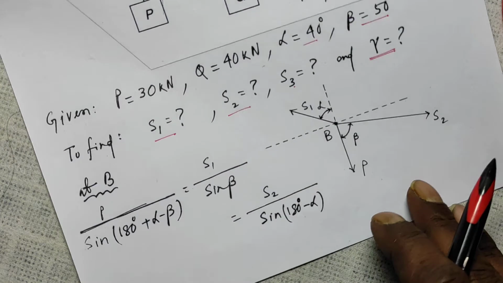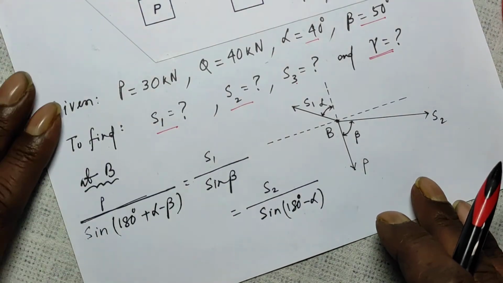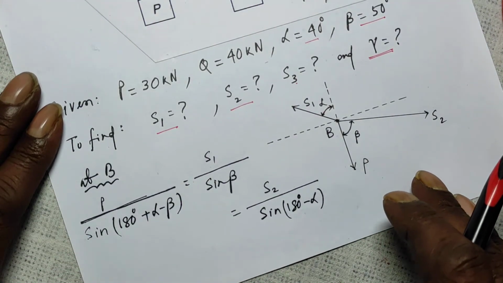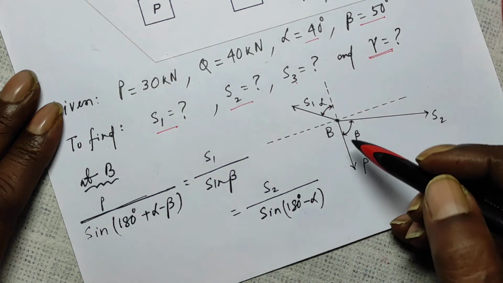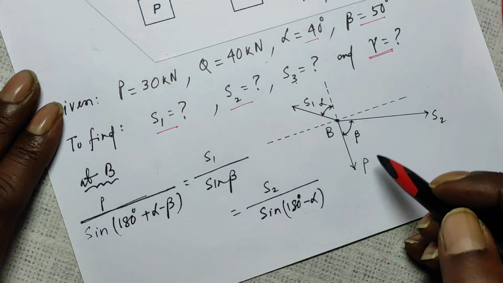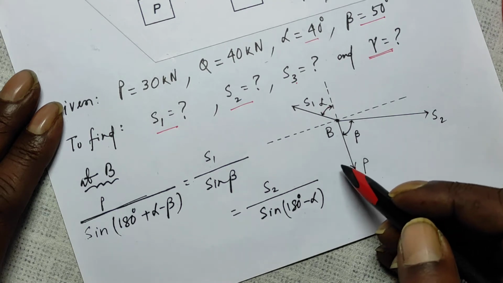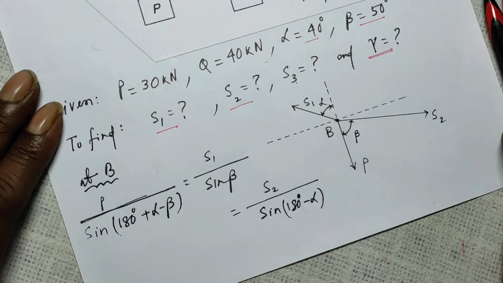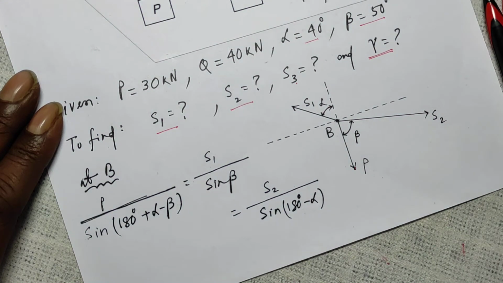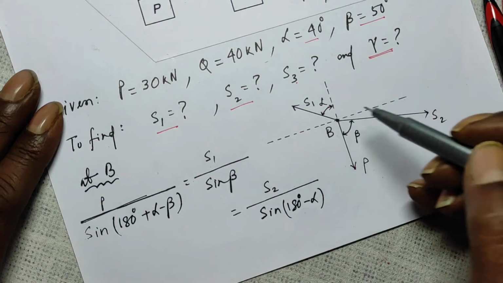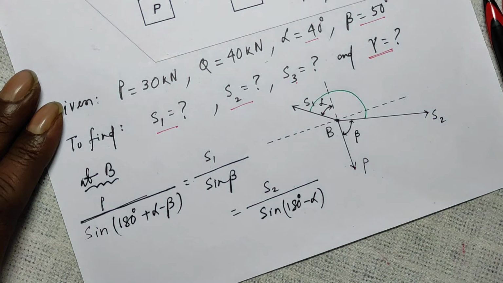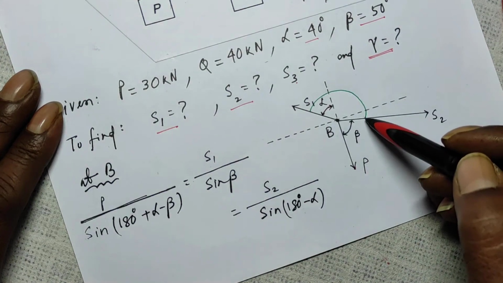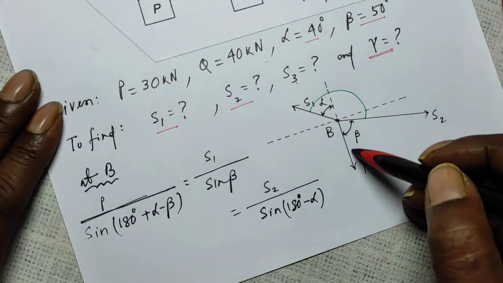Now, since it is in equilibrium, the sum of the forces at point B is 0. So let us apply Lamy's theorem. P over sine of this angle from here to here. Now interestingly, how much will that angle be? Let me start from here.